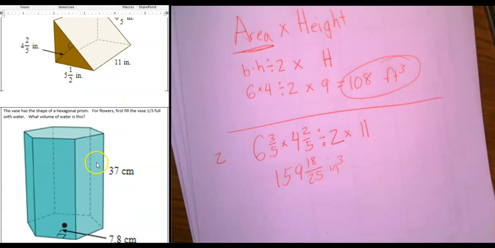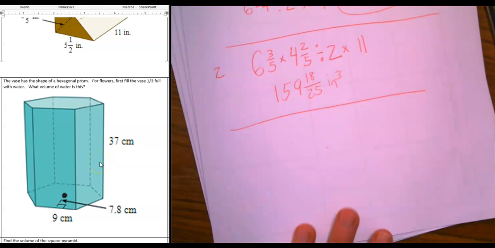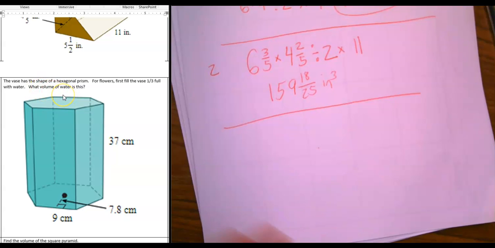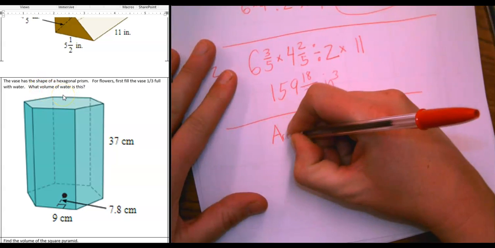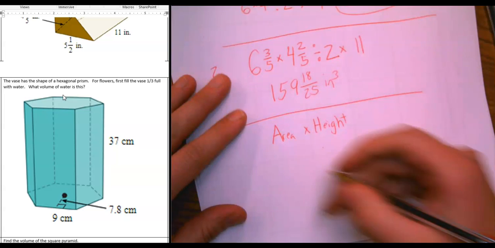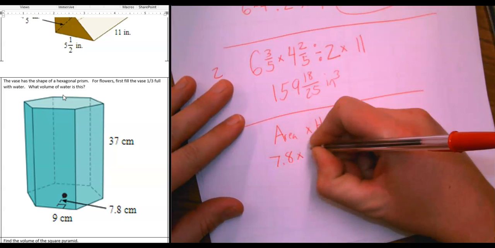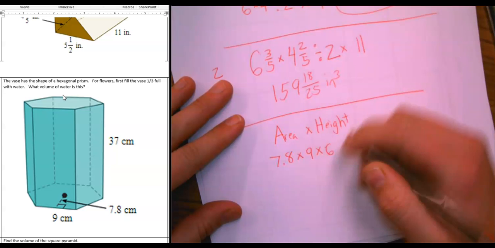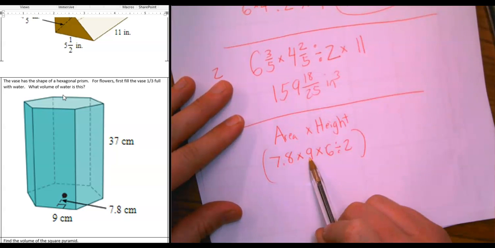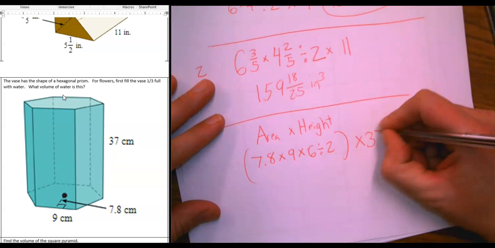Okay, the next one. It says the vase has the shape of a hexagonal prism. For flowers, first fill the vase 1/3 full with water. What volume of water is this? Again, we're always going to do area times height. So the area is going to be the apothem times the side length times the number of sides divided by 2. That is the area of the hexagon. Apothem times the side length times the number of sides divided by 2 times the height.